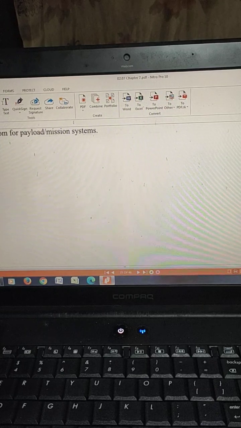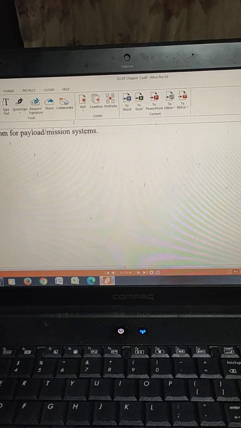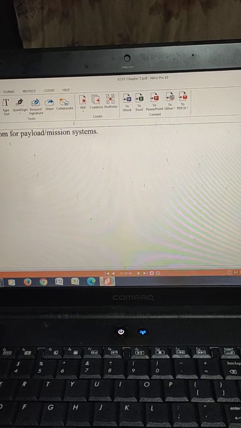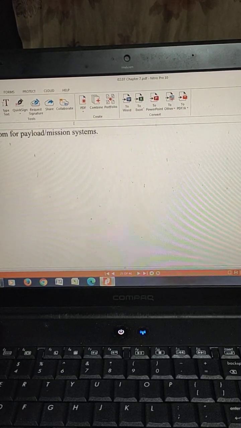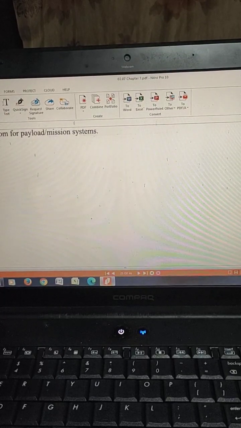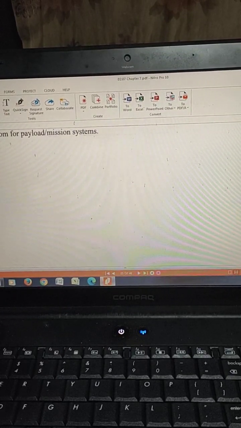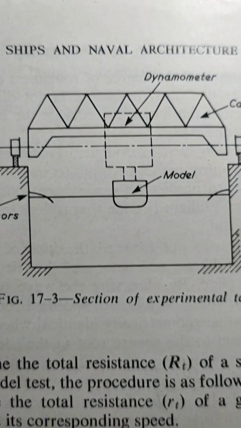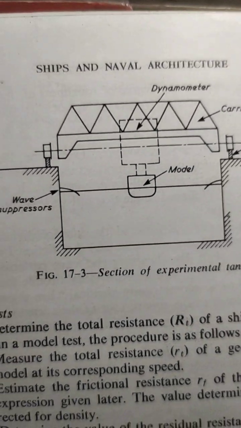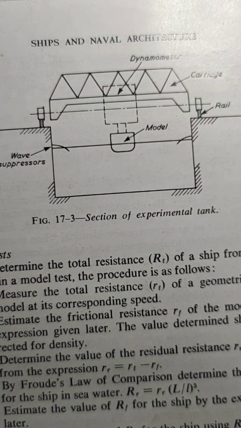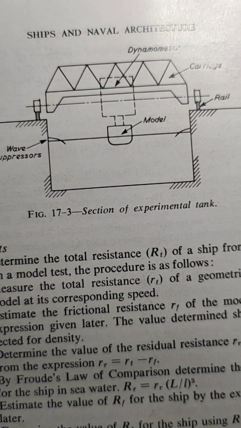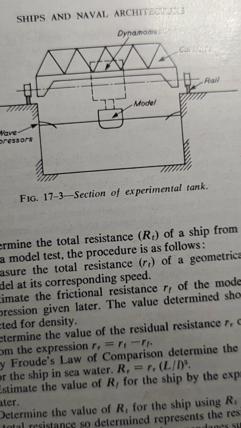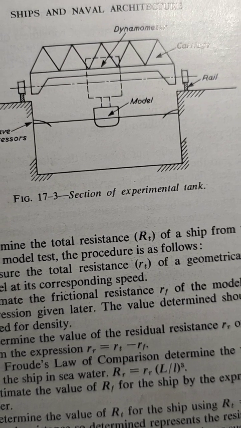Now when we want to quantify, we want to get the frictional resistance and the wave making and the residual resistance. The frictional resistance, how do we get it? This is the method that Froude adopted. He talked of using this tank. This is what we call a towing tank. A towing tank is a long tank shaped in that manner, as you see in the drawing.